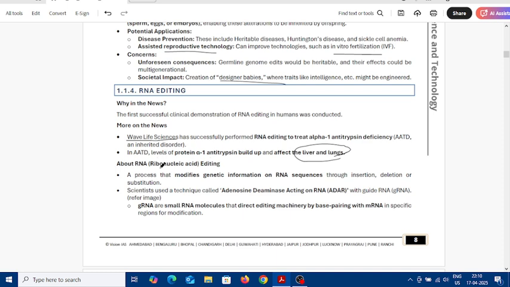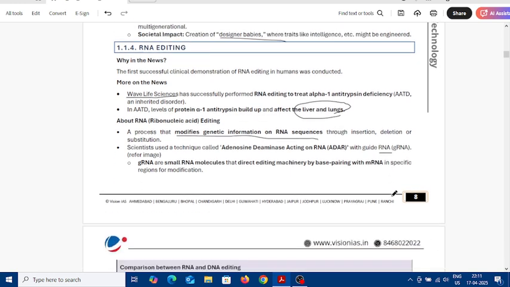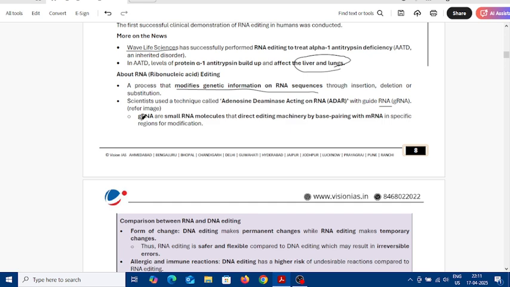What is RNA editing? It is a process that modifies genetic information on an RNA sequence through insertion, deletion, or substitution. The scientists use a technique called adenosine deaminase acting on RNA, that is ADAR, to guide RNA. Then these gRNAs are small RNA molecules that direct the editing machinery by base pairing with mRNA in specific regions for modifications. This gRNA will help show where we have to make the modification in RNA molecules.